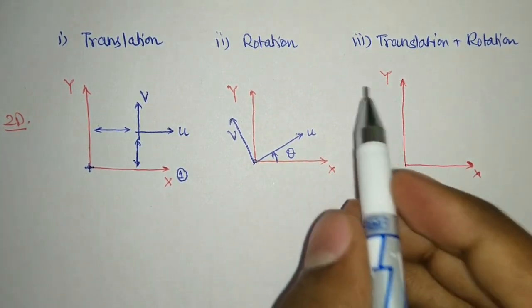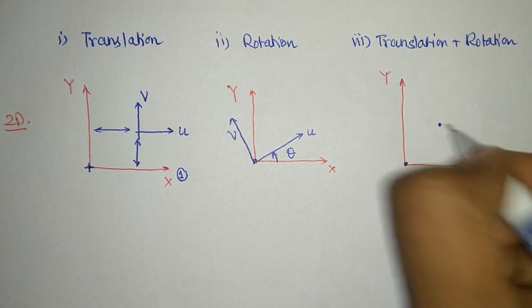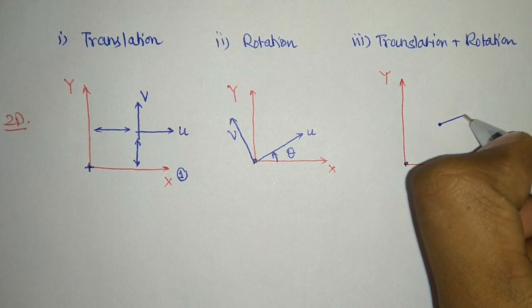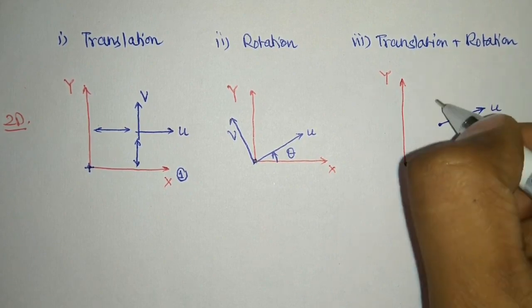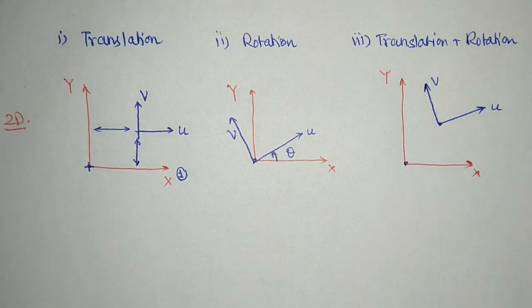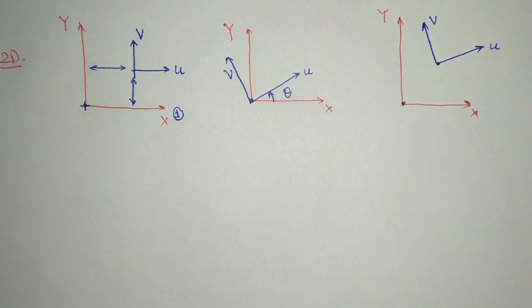And if I am having translation plus rotation, it means the origin has been shifted, as well as the axes have been rotated with respect to each other. So it could be U, and here would be my V somewhere. Usually when we are talking about two different frames, then one frame we assign with the help of XYZ and another frame we define with the help of UVW. Now this is what we do in 2D.